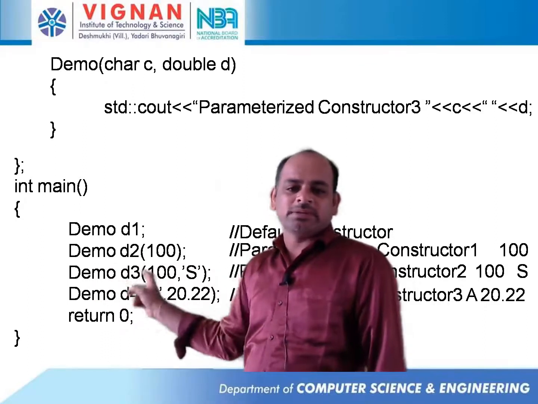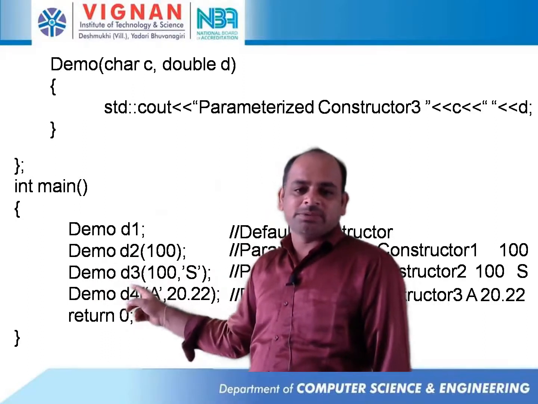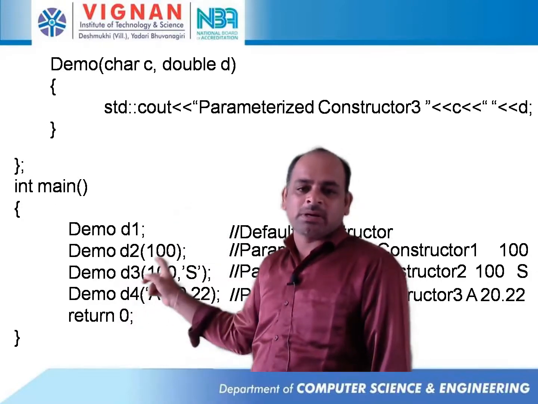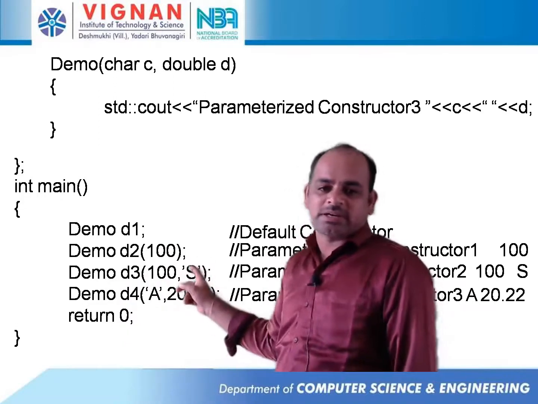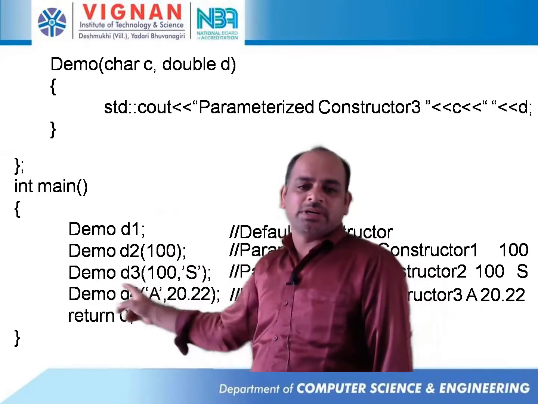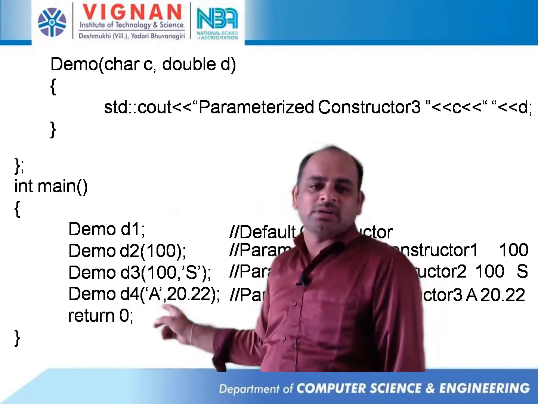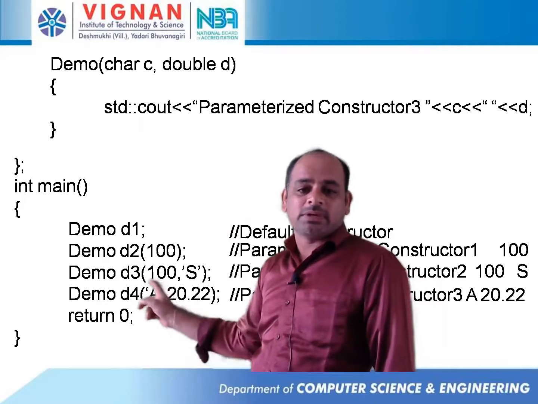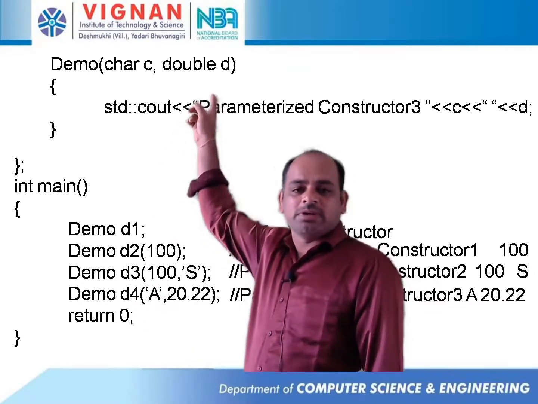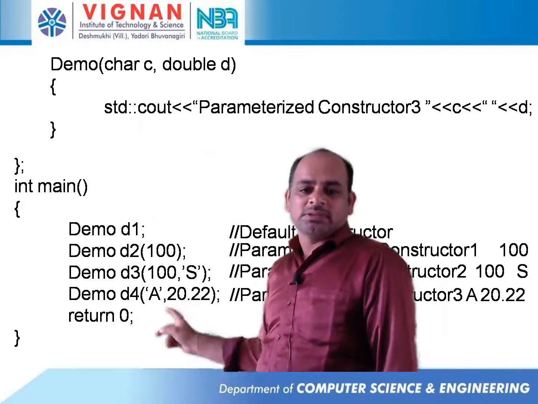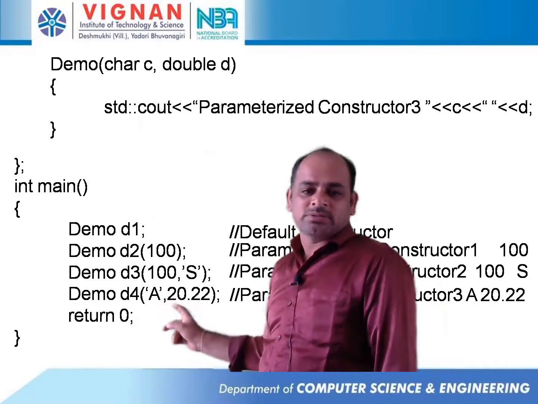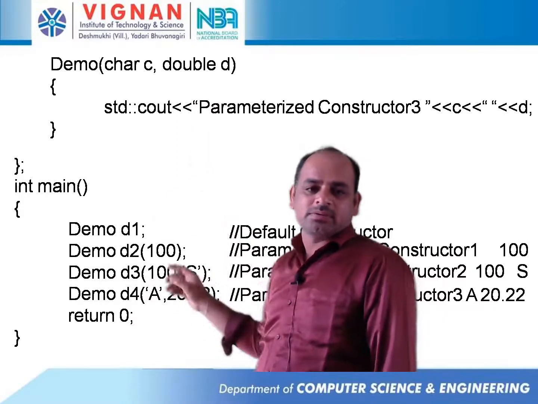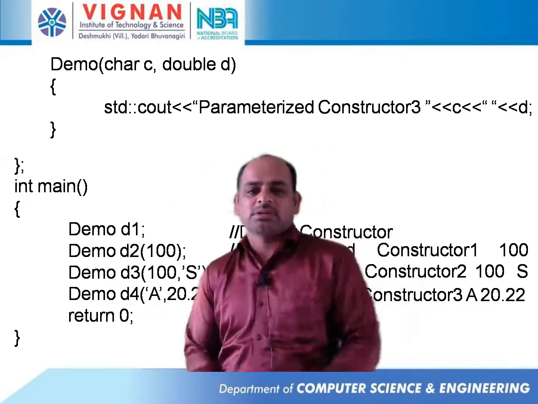Similarly, we are creating the third object D3. When the D3 object is created, it will call the one more constructor, right, in which the first parameter is integer, second parameter is character here, right? And the D4 object, when the D4 object is created, it will call this constructor here. Here the first parameter is what? Character. That is, we are passing the first value as C, and the second parameter is double D here. Here the second argument value is 20.2 here. So this is double D here. So in this way the parameterized constructors can be called.